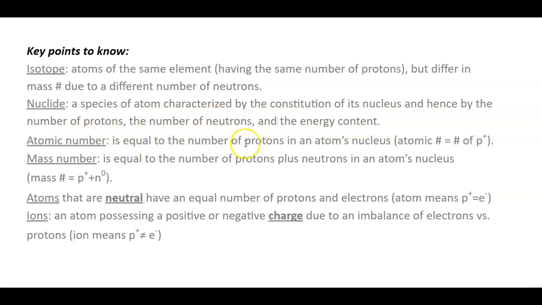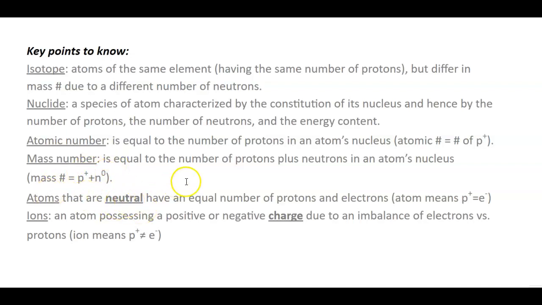The atomic number is equal to the number of protons in an atom's nucleus. Atomic number equals number of protons. Mass number is equal to the number of protons plus neutrons in the nucleus. So here it is short: mass number equals protons (positive) plus neutrons (neutral).